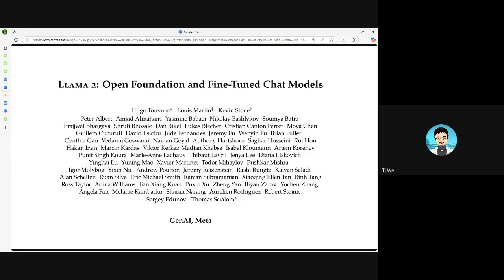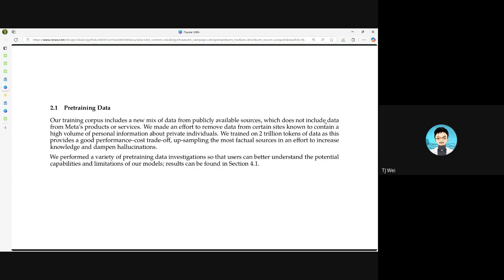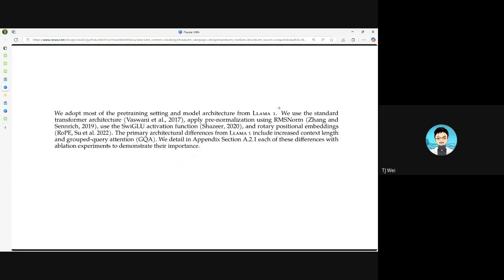Okay, then there was Llama 2. Llama is actually not that good, but Llama 2 improves a lot. Of course, Llama 3 is even better, but Llama 2 improves a lot from Llama. So what is the difference? First of all, the pre-training data. The training data include a new mix of publicly available sources, and it contains a lot of different data. So that's one of the things. It was trained on 2 trillion tokens, compared to the 1 trillion or 1.4 trillion tokens for Llama.